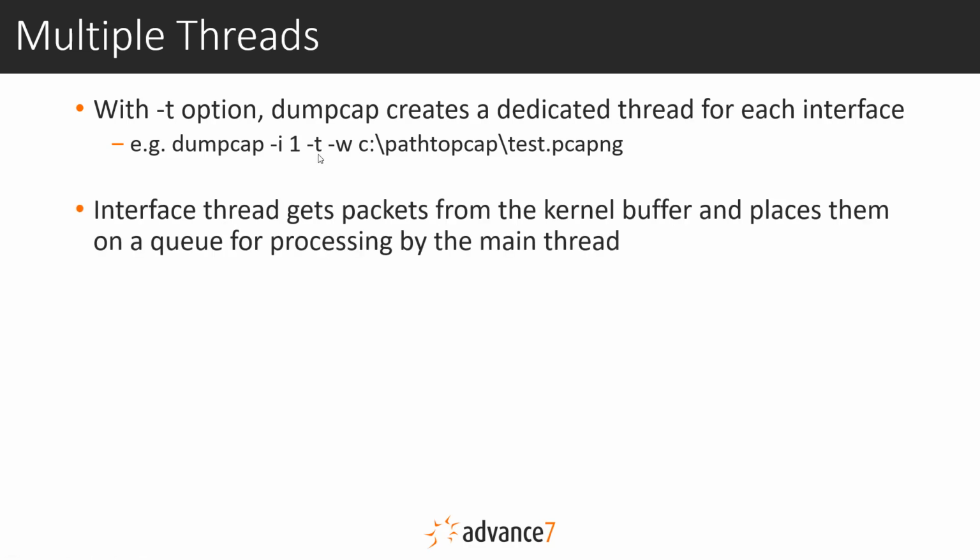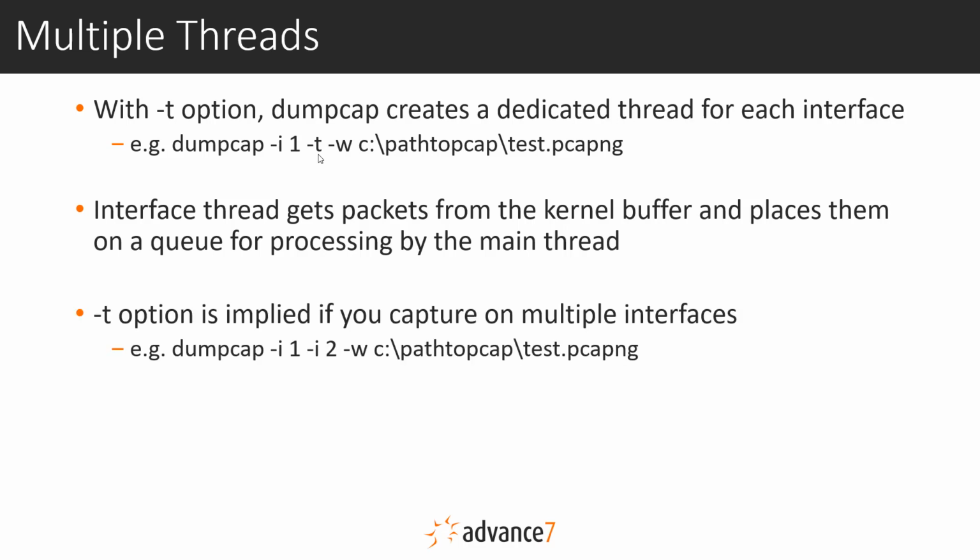And what we find is that a thread is started for each interface that we're recording on, and that thread gets packets from the kernel buffer and places them in a queue for processing by the main thread. So we'll look at how this all operates in a second. Now, though you may not specify the -t option, actually if you try to capture from two interfaces, two NICs, into one copy of Dumpcap, threading is enabled by default.